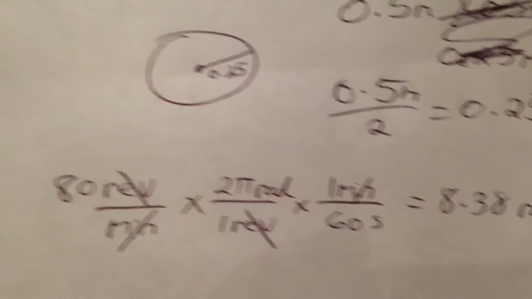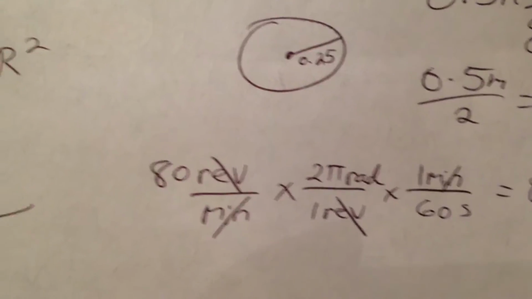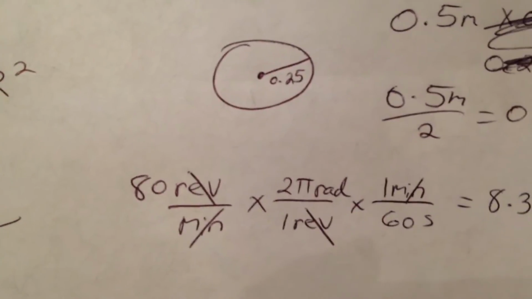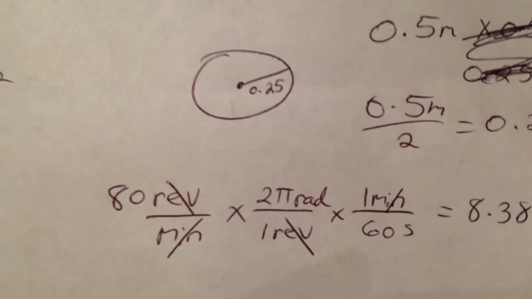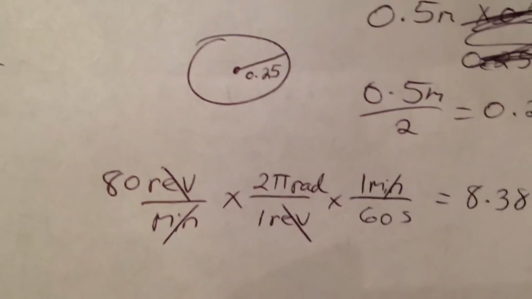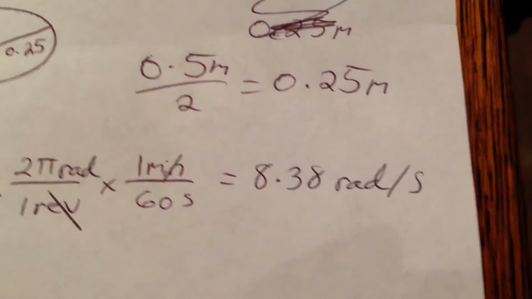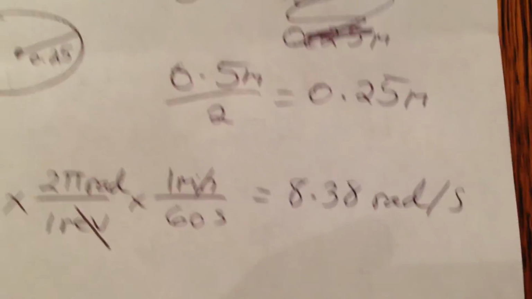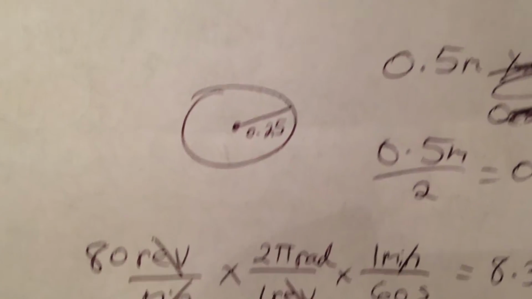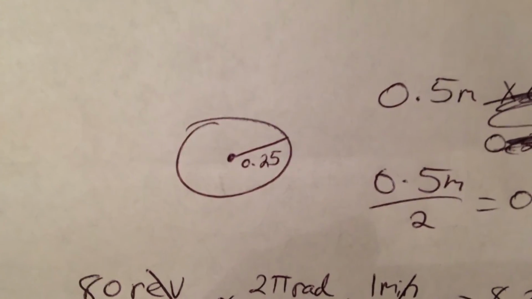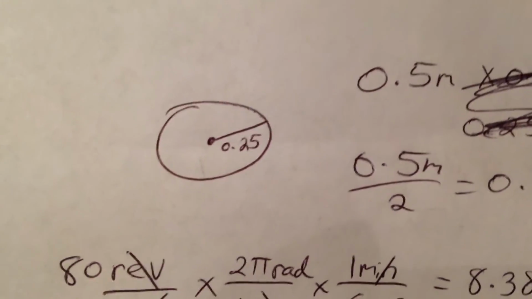Also, I went ahead and converted the 80 RPM, revolutions per minute, into radians per second, because angular speed is in radians per second. So I converted 80 into 8.38 radians per second. So now that I have done that, we know that this potter's wheel is rotating.